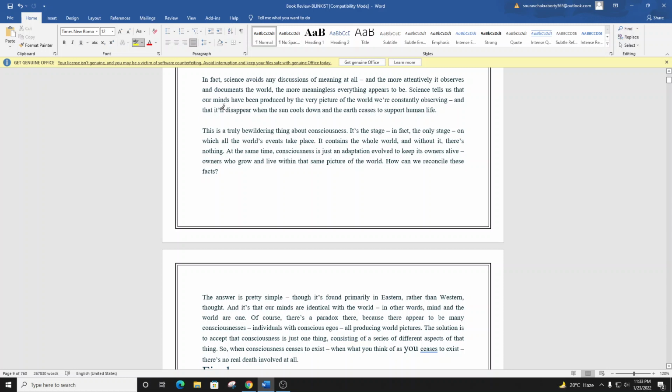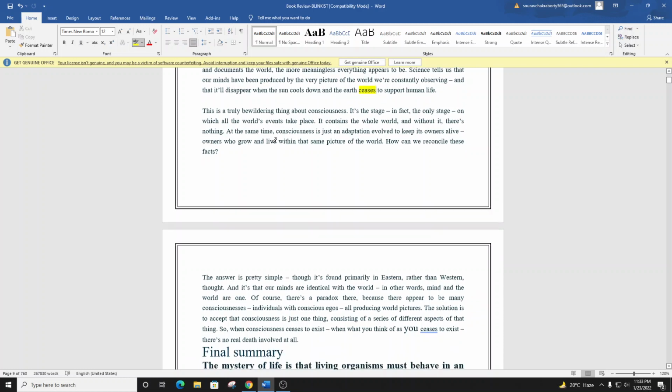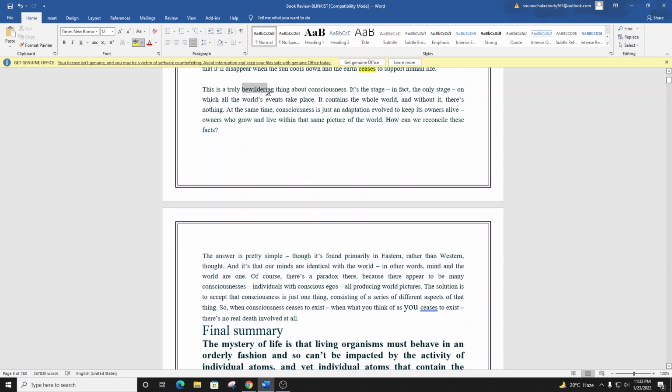Science tells us that our minds have been produced by the very picture of the world we're constantly observing, and that it'll disappear when the sun cools down and the earth ceases to support human life. This is a truly bewildering thing about consciousness. It's the stage, in fact the only stage, on which all the world's events take place. It contains the whole world, and without it, there's nothing. At the same time, consciousness is just an adaptation evolved to keep its owners alive. Owners who grow and live within that same picture of the world. How can we reconcile these facts?